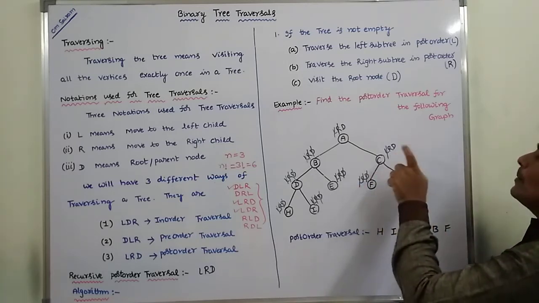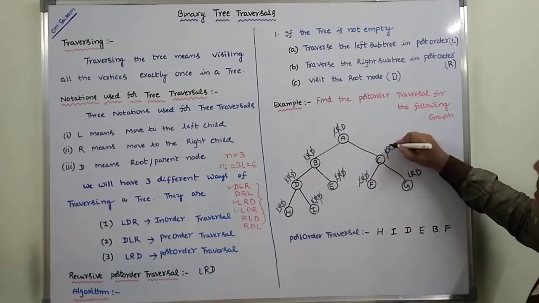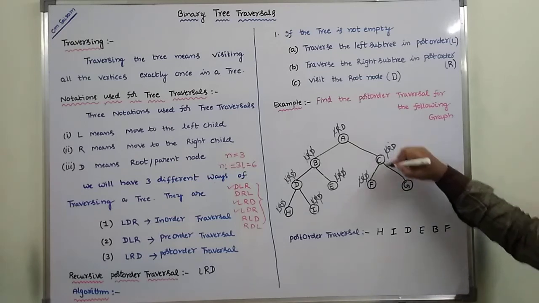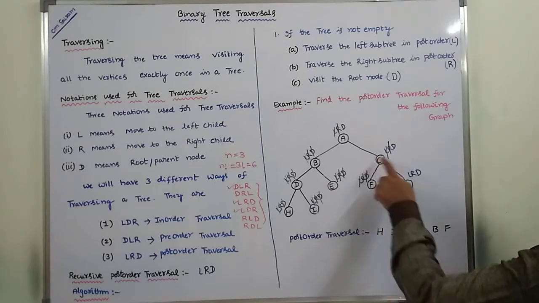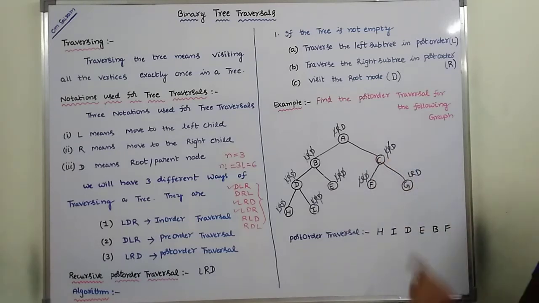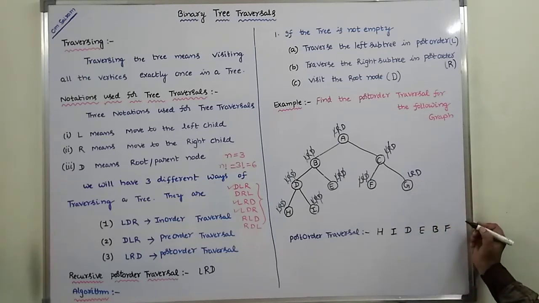Again backtrack to C. At C, L is struck out. R and D are remaining. R means traverse the right subtree in post order fashion. So strike out R and go to the right subtree. At the right subtree node G is there. So at node G, 3 letters are there, L, R, D.